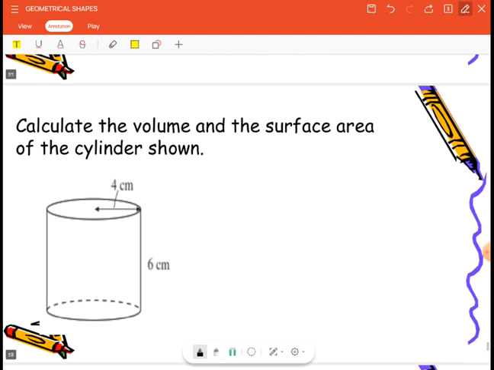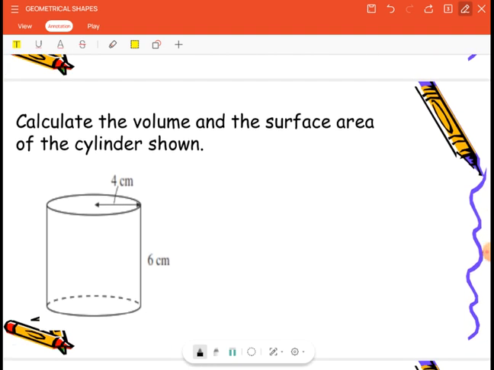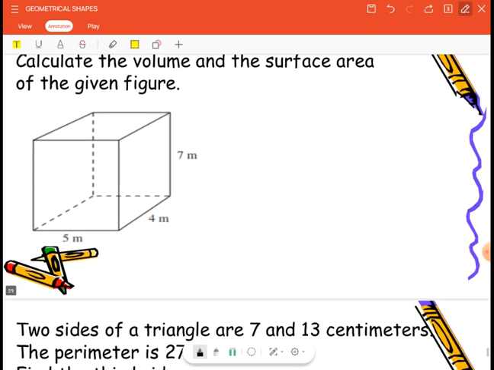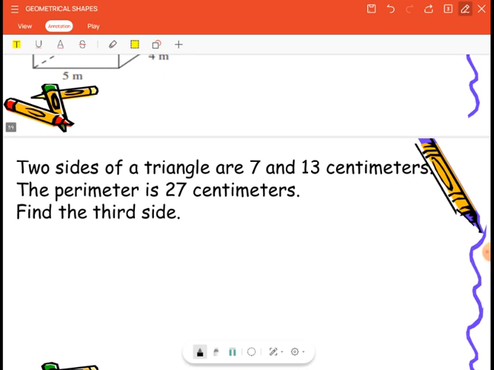Ayan. Next, calculate the volume and the surface area. Ito, madali lang to. Ginawa na natin to kanina. Of course, ito, cube din. And ito, no? Ito, proving siya.